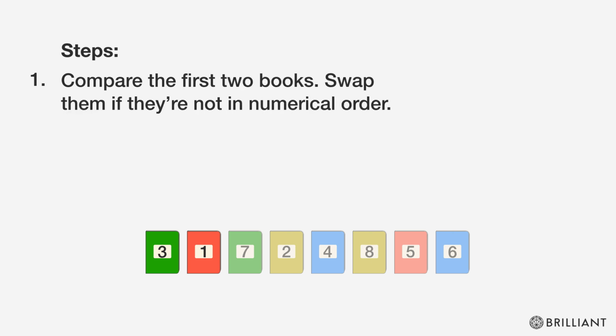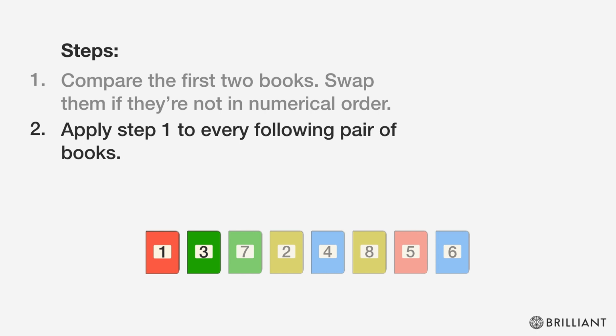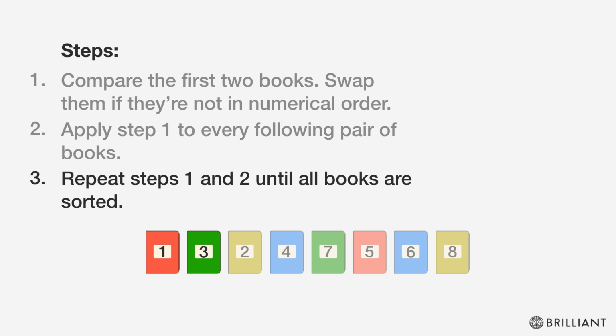Steps: 1. Compare the first two books. Swap them if they're not in numerical order. 2. Apply step 1 to every following pair of books. 3. Repeat steps 1 and 2 until all books are sorted.